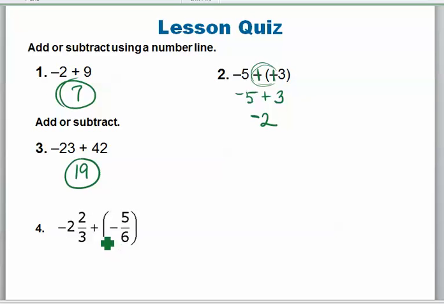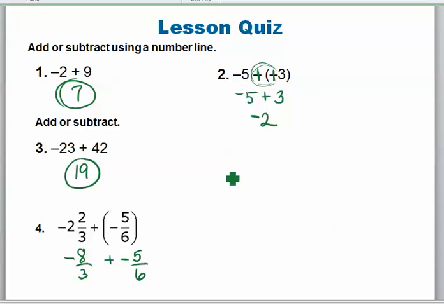and in order to deal with this fraction problem, I think it's easiest to go ahead and change these to improper fractions. So I'd go 3 times 2 is 6 plus 2 is 8. This is 8 thirds, or negative 8 thirds. And then I have plus negative 5 sixths.